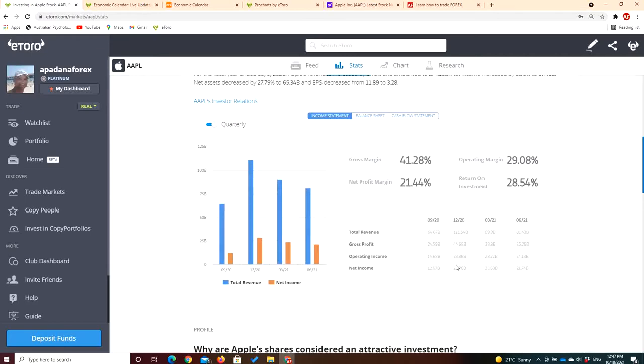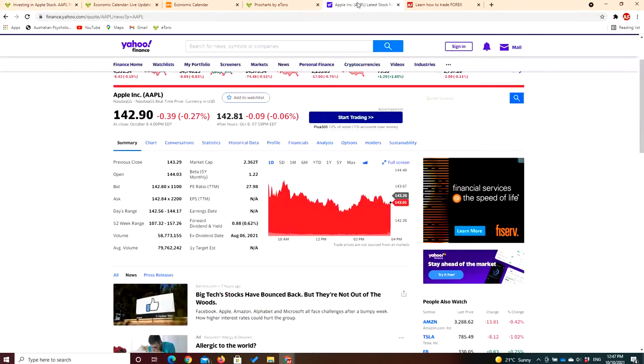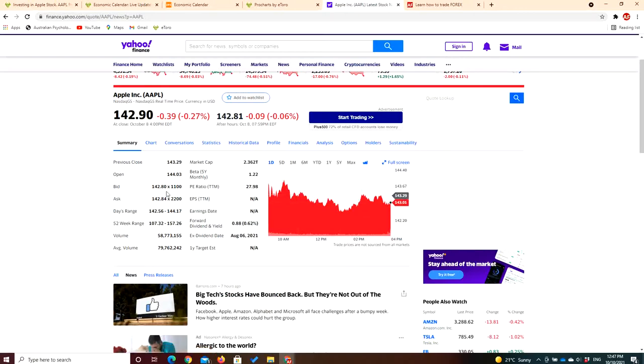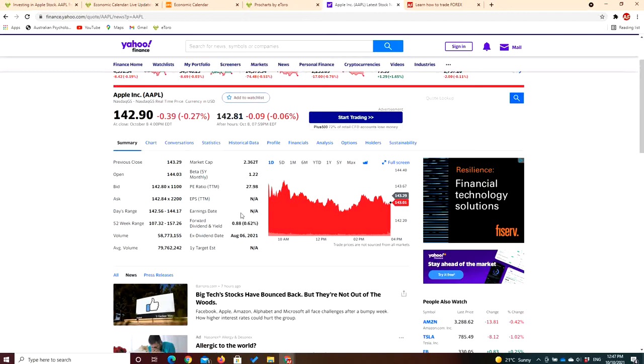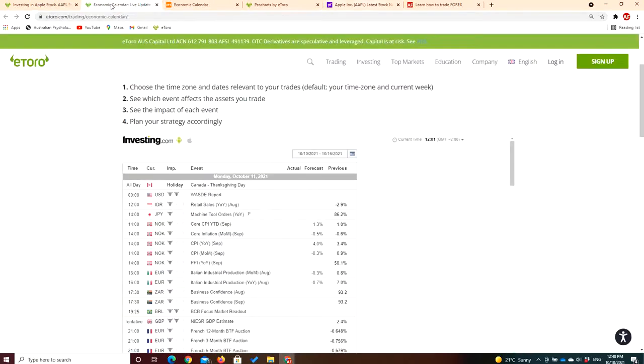So if you do your research on different websites and you see when the next news release is, set your strategy based on that date and the information that you expect to happen. So the expectation is very important.